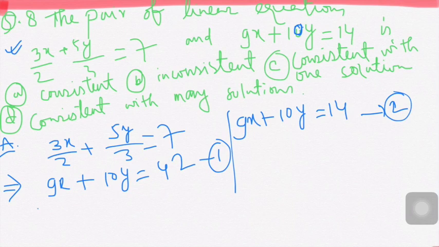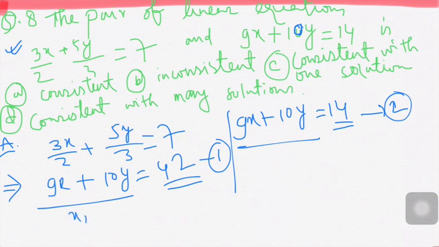So if you see, the left hand side is equal but the right hand side is not equal, and hence we will not be able to get proper values of x and y using these two equations, and that is why the answer should be B, inconsistent. So these pair of linear equations are inconsistent with each other. So this option B is the answer.